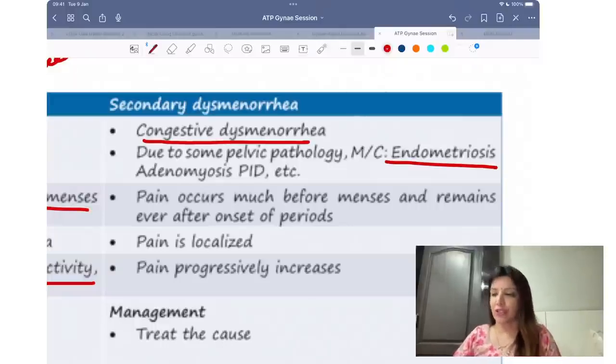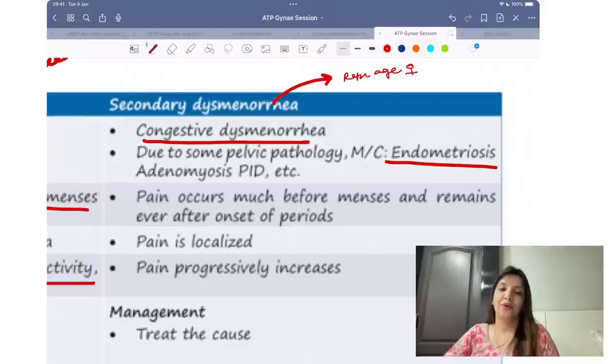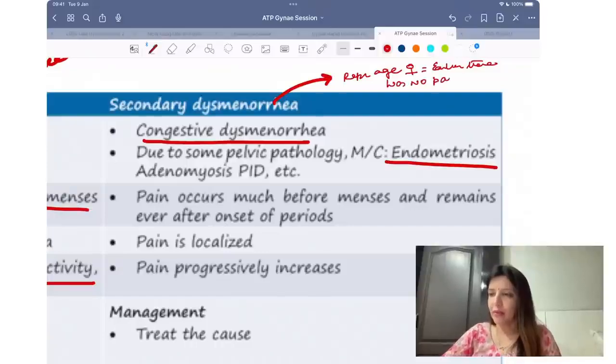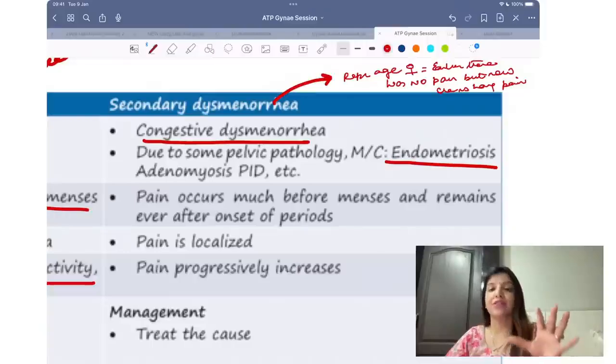In case of secondary dysmenorrhea, you will have a reproductive age female. Right, a reproductive age female who is going to say that all of a sudden she has started having pain. Earlier there was no pain. But now she is having pain. Right, 30-35 years की female, 40 years की female आएगी ये complain लेके. Right, that is secondary dysmenorrhea.